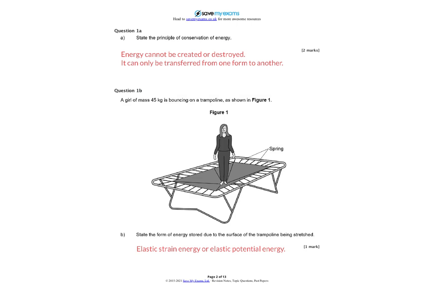Question 1B. A girl of mass of 45 kilograms is bouncing on a trampoline, as shown in the figure. State the form of energy stored due to the surface of the trampoline being stretched, and that's elastic strain energy or elastic potential energy.